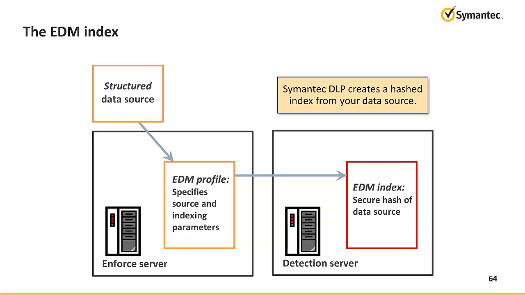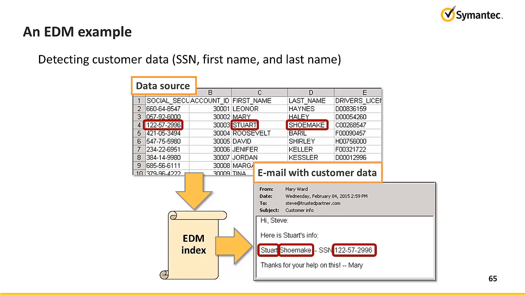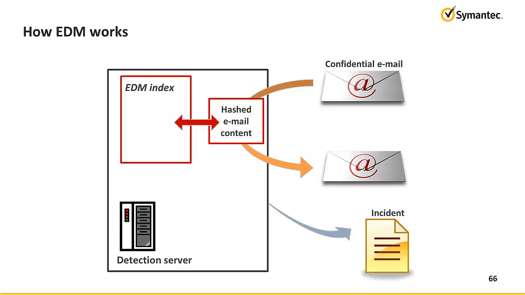Here is an example EDM index, created from customer data containing social security numbers and other personally identifiable information. This index can be used for policies to detect when personally identifiable information has been inappropriately included in an email, for instance. After it is created, the EDM index is deployed to all detection servers, where it is used for detection. You can refer to this index in a policy that is configured to detect specific combinations of fields from the data source.